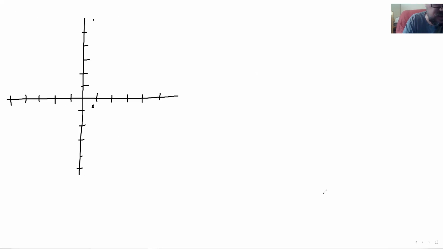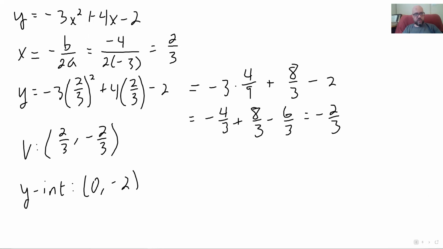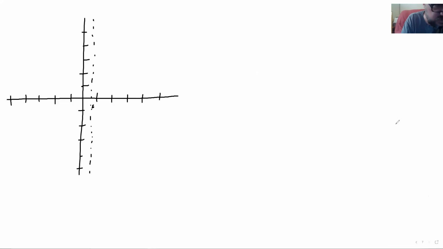All right, so I've got vertex is 2/3, negative 2/3. So that's a little bit less than 1, comma negative a little bit less than 1. Something like that. That's reasonably close. There's my line of symmetry, or it would be a line if I could draw straight. All right, 2/3, negative 2/3, and the y-intercept is 0, negative 2.